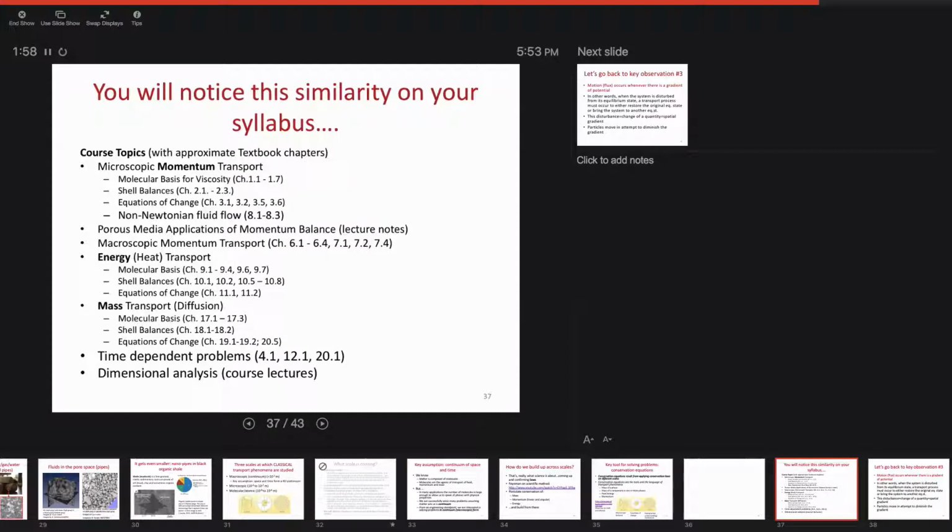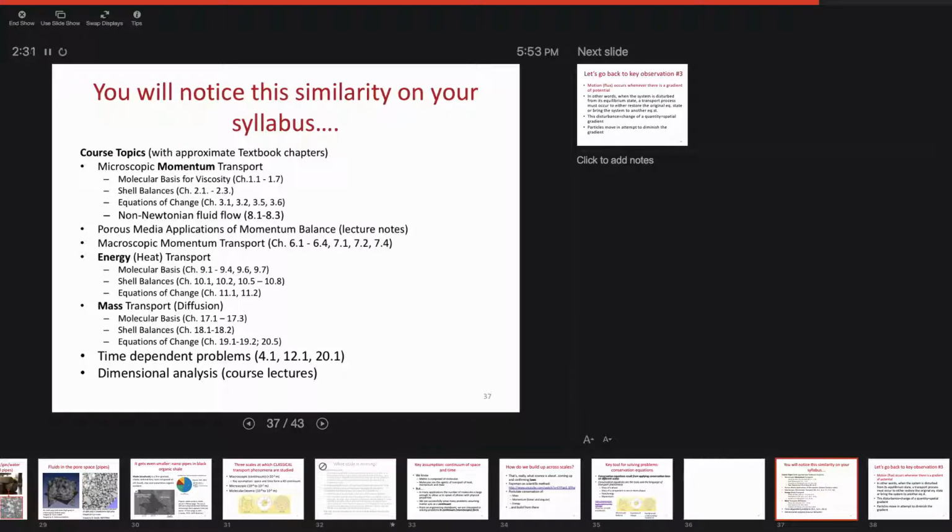We will start with microscopic momentum transport, molecular basis for viscosity. This is the time where we're going to be looking into the molecular part and understand how viscosity as a measurement builds up from the molecular scale. And then we're going to leave it behind. We're going to build that understanding, and then we're going to jump to continuum scale and work with shell balances and derive equations of change that we're going to solve.